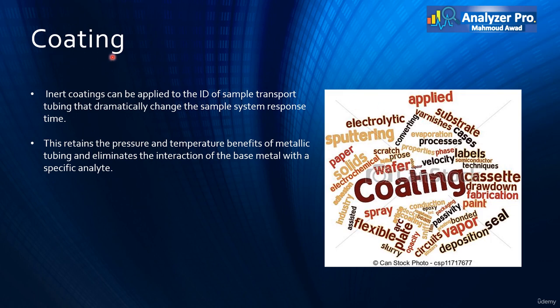The final factor to consider is the coating. Inert coatings can be applied to the inner diameter of sample transport tubing, that dramatically change the sample system response time. This retains the pressure and temperature benefits of metallic tubing, and eliminates the interaction of the base metal with a specific analyte.